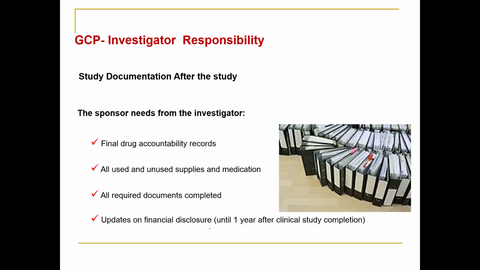After the study, he needs to inform about drug accountability, because this is research medication. You can't use it without permission. So if you have received 100 vials, where did 80 go, if you have used only 20? If some vial is broken, you have to show the record of that also. And you have to return unused supplies, and you have to update your financial disclosure.